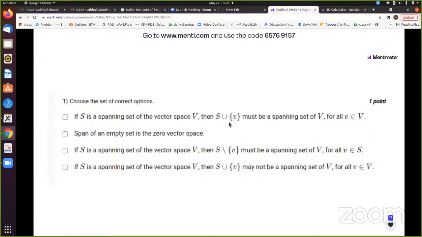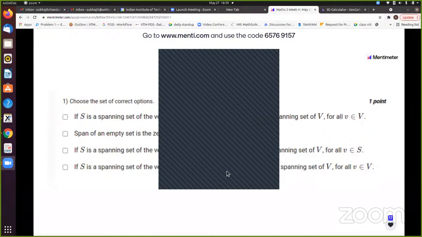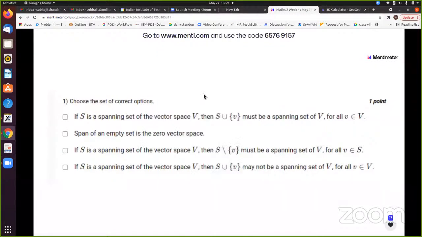Now the fourth one is: if S is a spanning set of vector space V, again I am taking the union with v. The first statement was that it must be a spanning set. The second statement said it may not be a spanning set for all v.